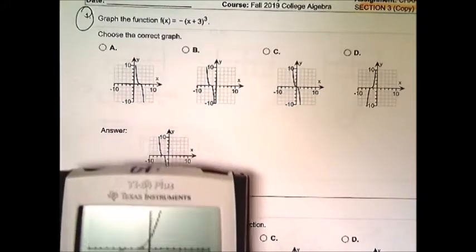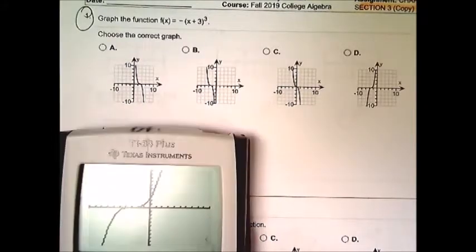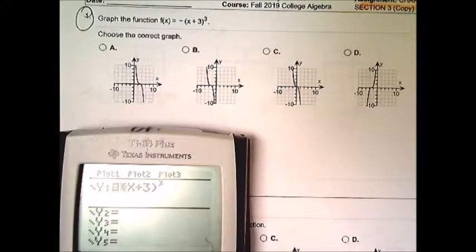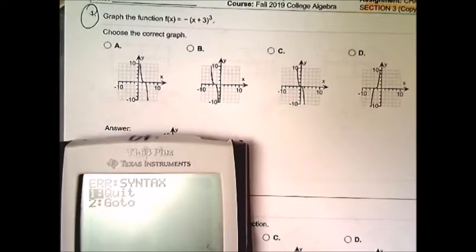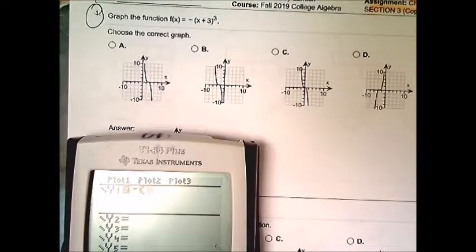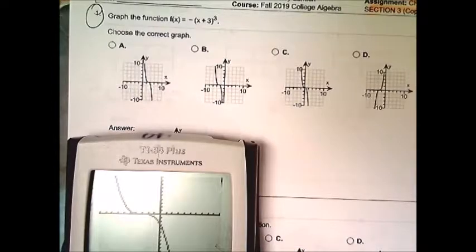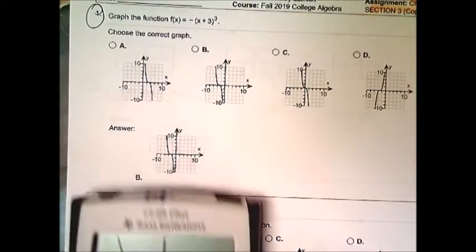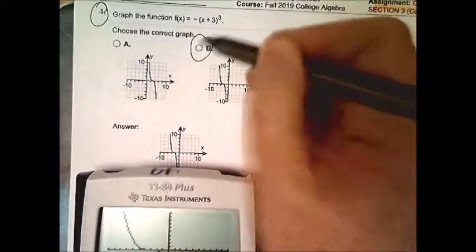And we can see that it matches up with, oh, I forgot my negative. Go right in there and put negative, open parenthesis, x plus 3 cubed. Get that extra 3 off of there. Graph. Too big of a hurry, I guess. Y equals negative, open parenthesis, x plus 3 cubed. There we go. And we can see that matches up with answer choice B.